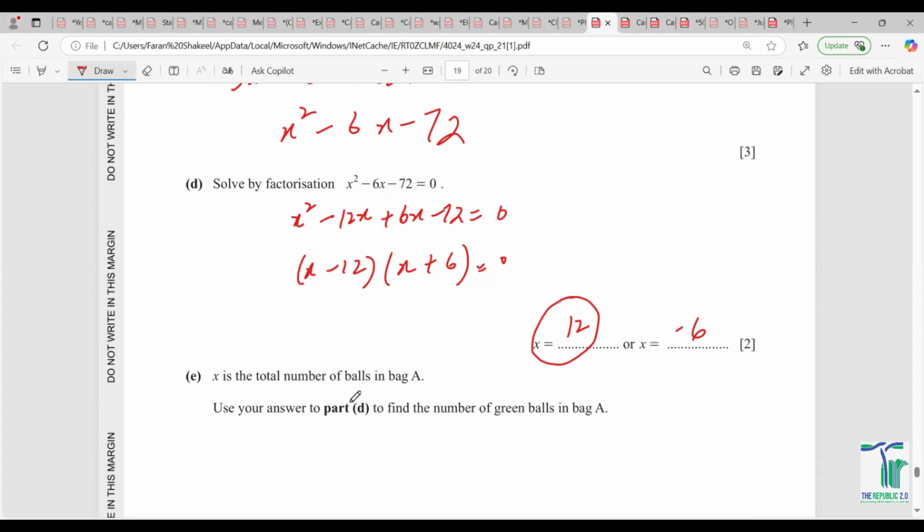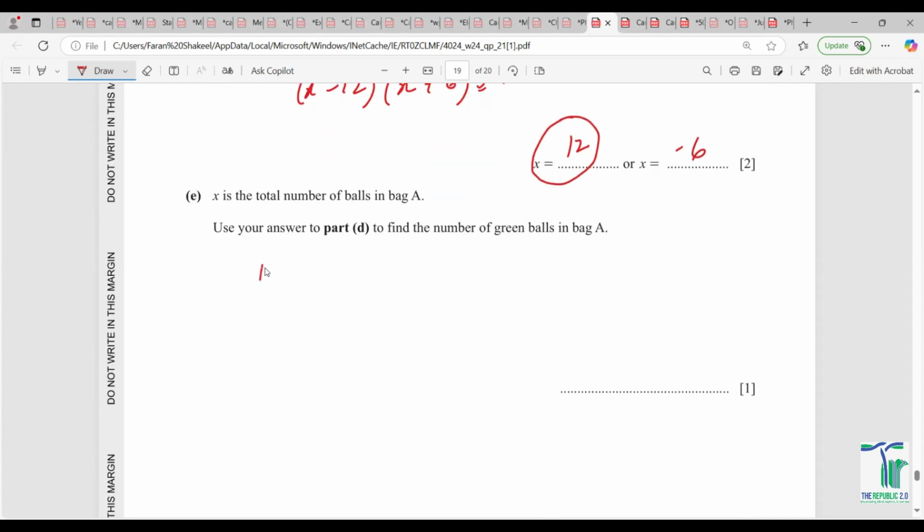Now use your answer in part D to find the number of green balls in bag A. So if you remember, the green balls in bag A were x by 2 plus 3. So x by 2 is 12 by 2 plus 3, and that would become 9. Why are we not taking the negative number? Because the number of balls can never be negative, right?